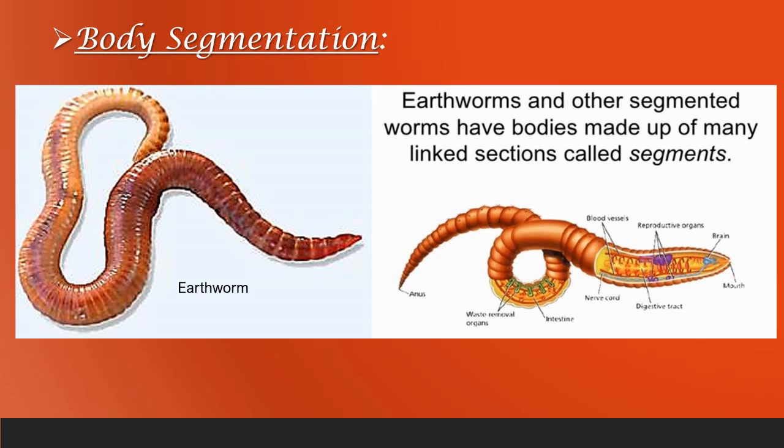Now students, let's understand about body segmentation. Students, if the body of animals is divided into small, similar units, then such a body is called a segmented body. And each small unit in this body is called a segment. For example, animals like earthworm from phylum Annelida.